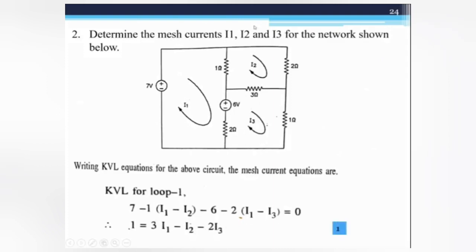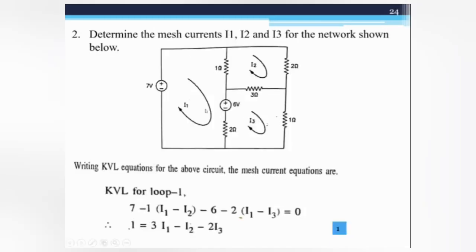Similarly, the second equation is 2I2 plus 3 into I2 minus I3 plus 1 into I2 minus I1 equal to 0. So our final second equation is 0 equal to minus I1 plus 6I2 minus 3I3.